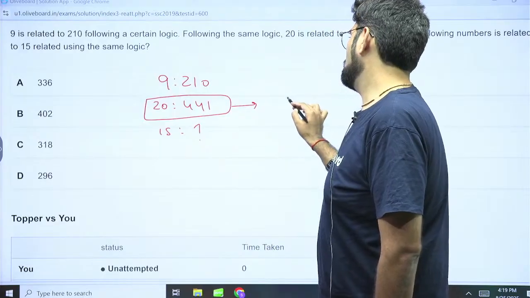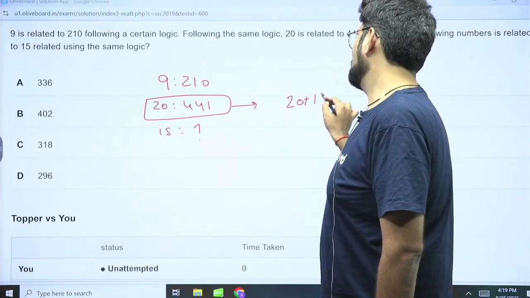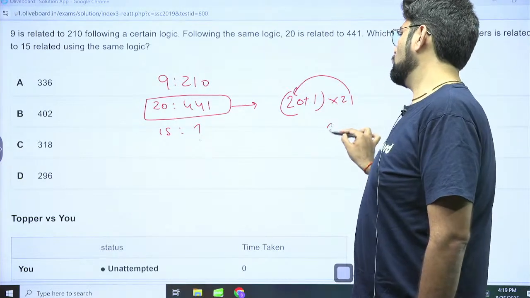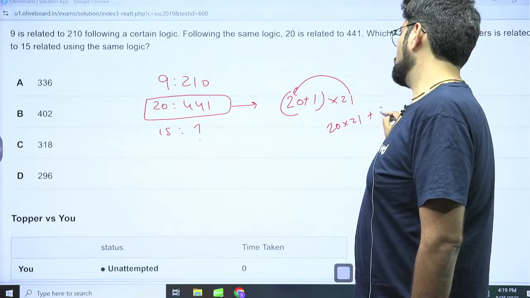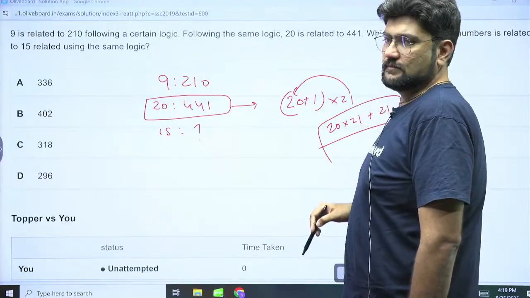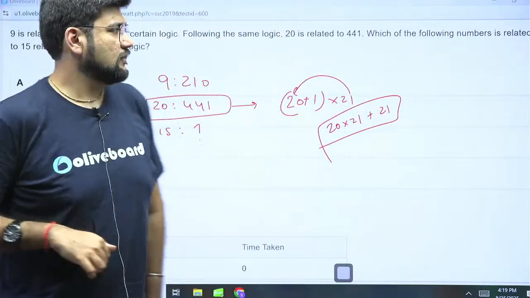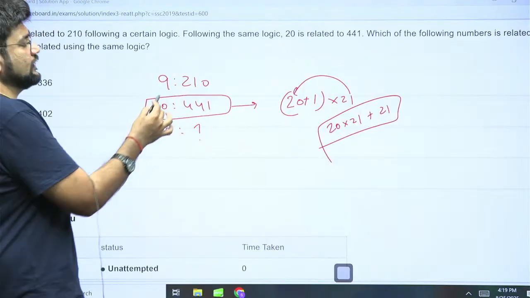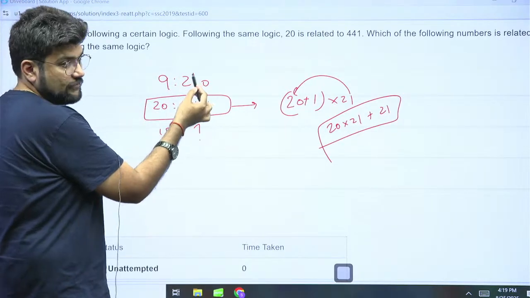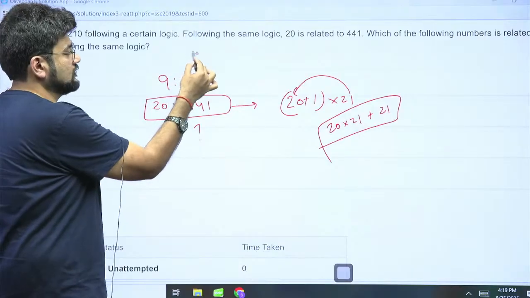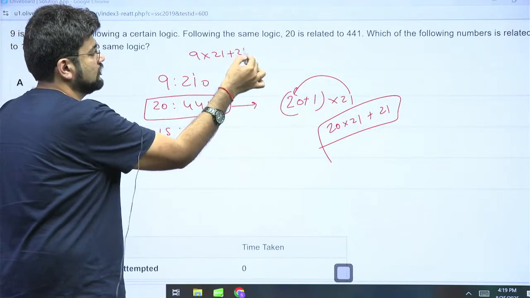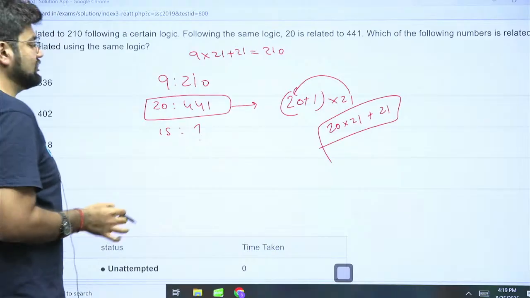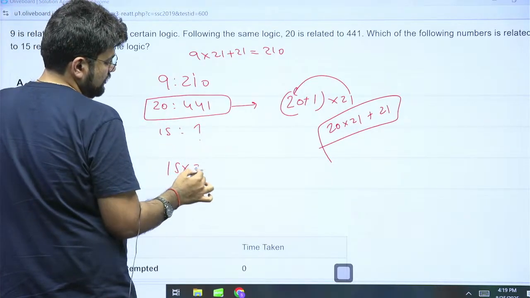So 20 plus 1 into 21. This is what is happening. So this is 20 into 21 plus 21. I know figuring this out is going to be difficult, but that is exactly what is happening here. If you know your tables clearly, you will be able to get it. 9 into 20 is 180. 9 into 21, if you do, you will get very close to this answer. 9 into 21 plus 21 is equal to 210. 189 plus 21 is 210. So then similarly, 15 into 21 plus 21 will give you your answer.